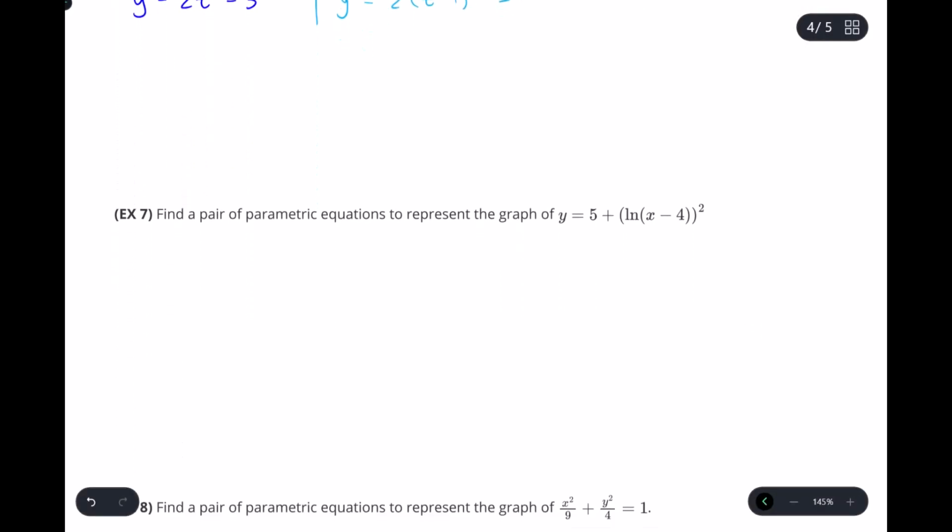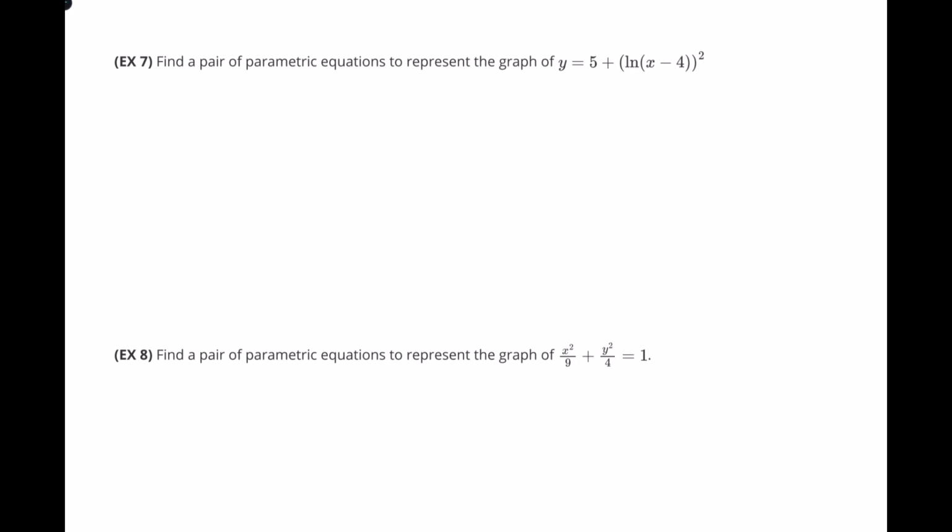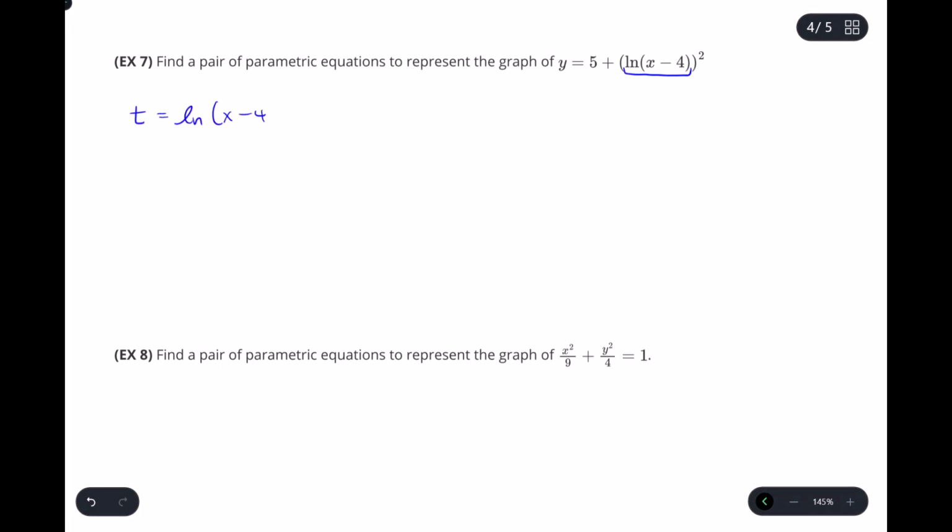Now sometimes there is an advantage to not just choosing something simple like t for one of the variables. You can really simplify both of your equations by choosing something a little more complex. So in this example, I could choose one of the variables to be something more complex, like, for example, this logarithm. Now notice the logarithm is of x, so I can't pick x equals the logarithm. It would need to be t is equal to the natural log of x minus 4.